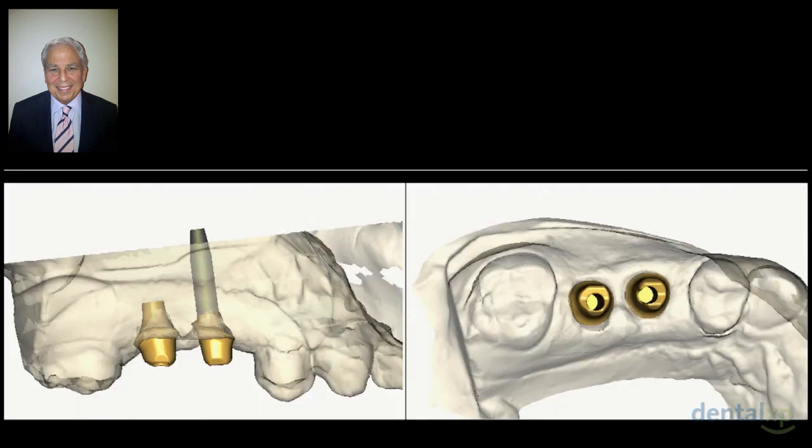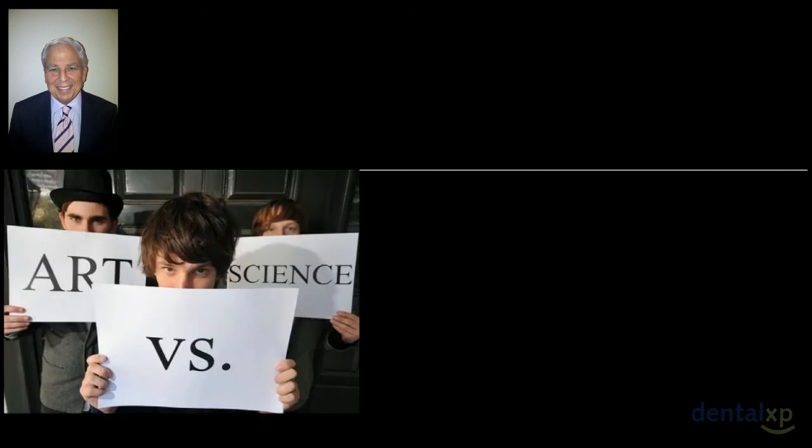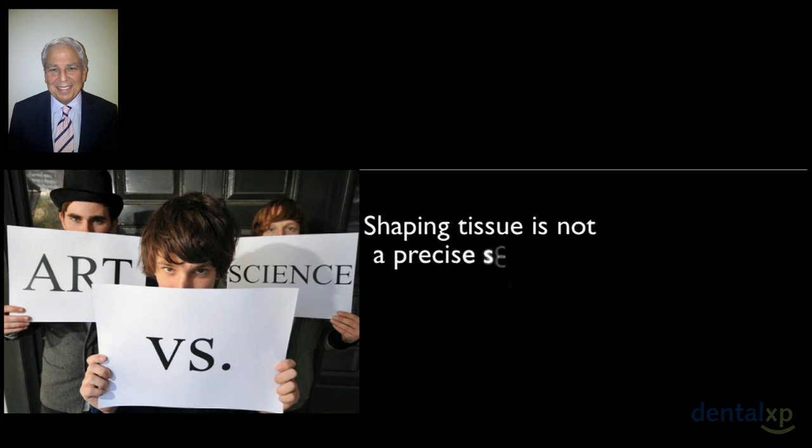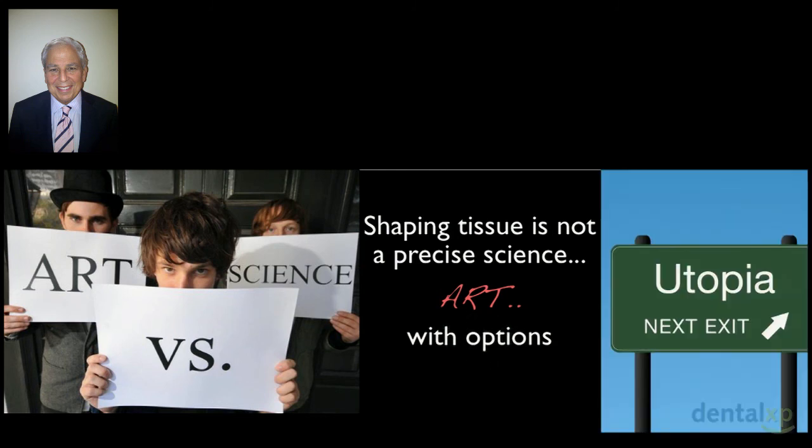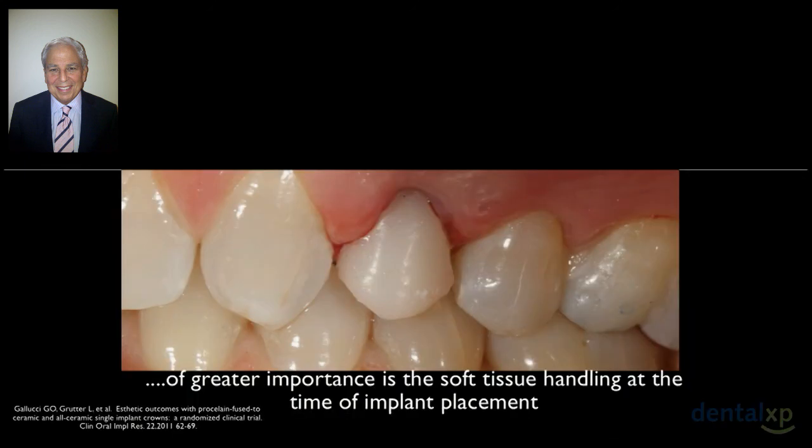So we're lucky today. We've heard so much about digital dentistry. We've seen some excellent presentations, and this is where things are heading. But the one thing about shaping the tissue is that when we all went into dentistry, we know that there is an art and a science to dentistry. And one thing that I feel very strongly about is that shaping the tissue is not a precise science. It is an art, and there are a lot of options for how we can do that, but it is an art. As far as utopia, that's somewhere else down the road, but it's not here just yet.